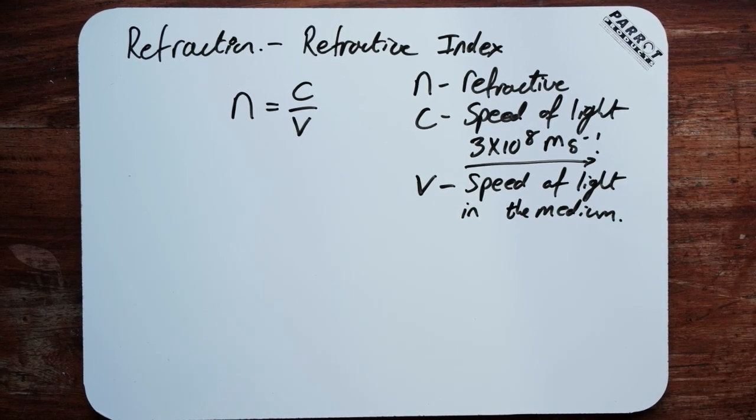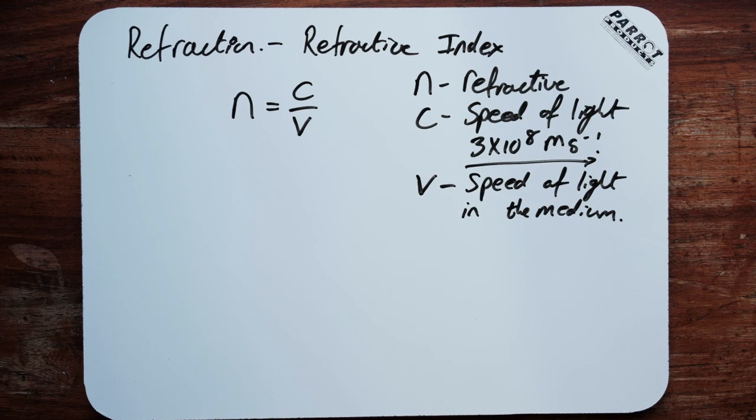Now, obviously, as you can see from the equation where n is equal to c over v, the speed of light in the vacuum will always be the bigger number. The speed of light in the medium will always be a smaller number. So our refractive index will never go below 1, actually. So if you are getting a refractive index below 1, then we have a problem, because that means the speed of light is going faster than the speed of light in the vacuum, which is impossible currently, according to our current model of physics.